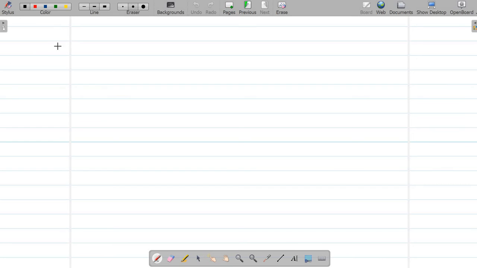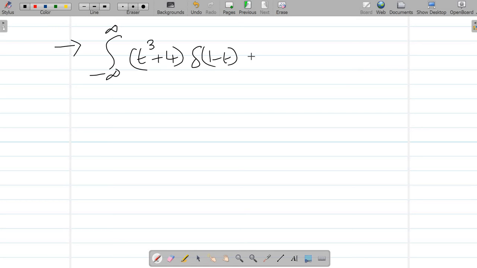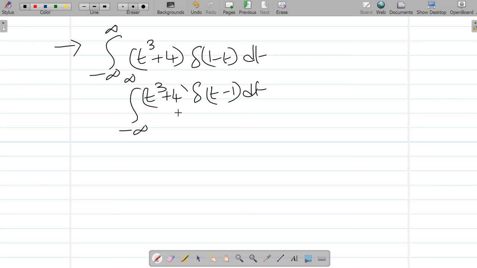Okay, let me take the last problem. The integral from minus infinity to plus infinity of t to the power of 3 plus 4 delta of 1 minus t dt. Now from the previous exercise we know that it is delta of t minus 1, and when you put it in brackets, evaluated from minus infinity to plus infinity, the answer becomes 5.